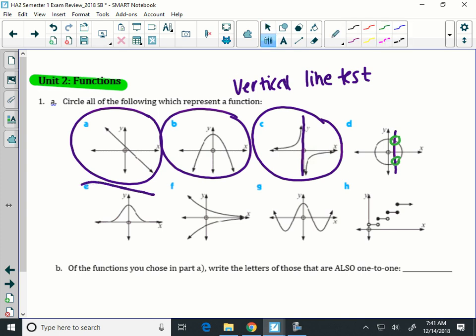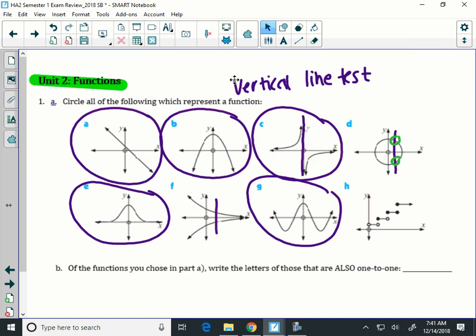E is also a function. F fails the vertical line test. G is a function. And H is not a function. Look right here. If I drew a vertical line through those 2 points, it would cross through 2 different points there, so that would not be a function. So you should have A, B, C, E, and G circled.